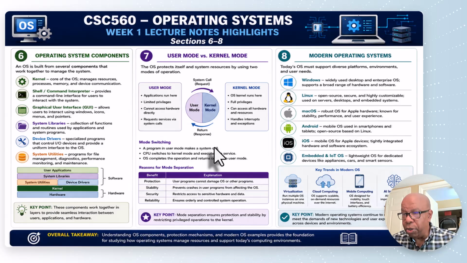Mode switching: a program in user mode makes system calls. The CPU switches to kernel mode and executes the service. That's basically what we said. The operating system completes the operation and returns control to the user. The reason we separate the modes is protection. User programs cannot damage an operating system or other programs.